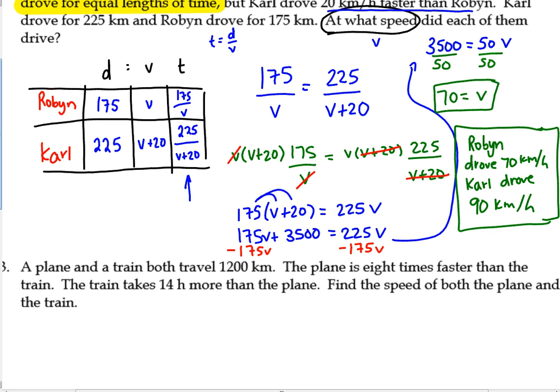Does this sound familiar? Okay, the only thing that's different, hopefully, from grade 10 is just the formula we're using. We used to always use just d equals v times t. Not so bad? Okay, let's try 3.